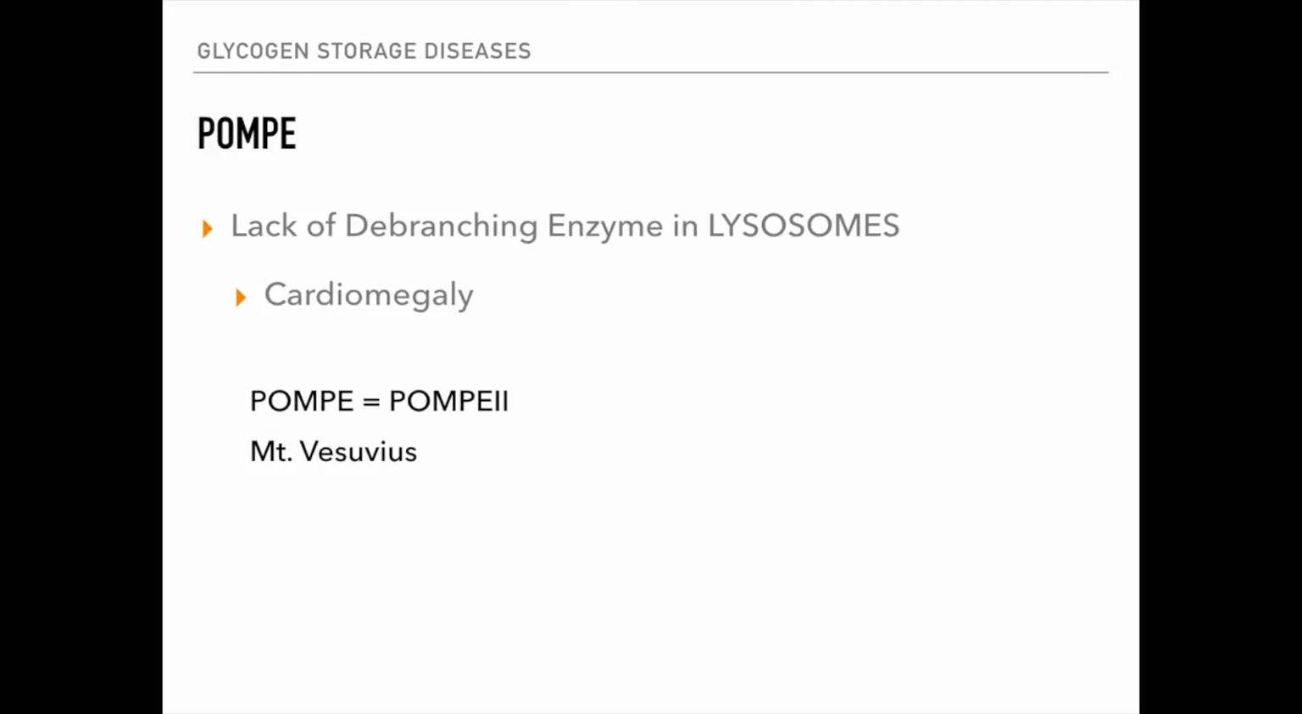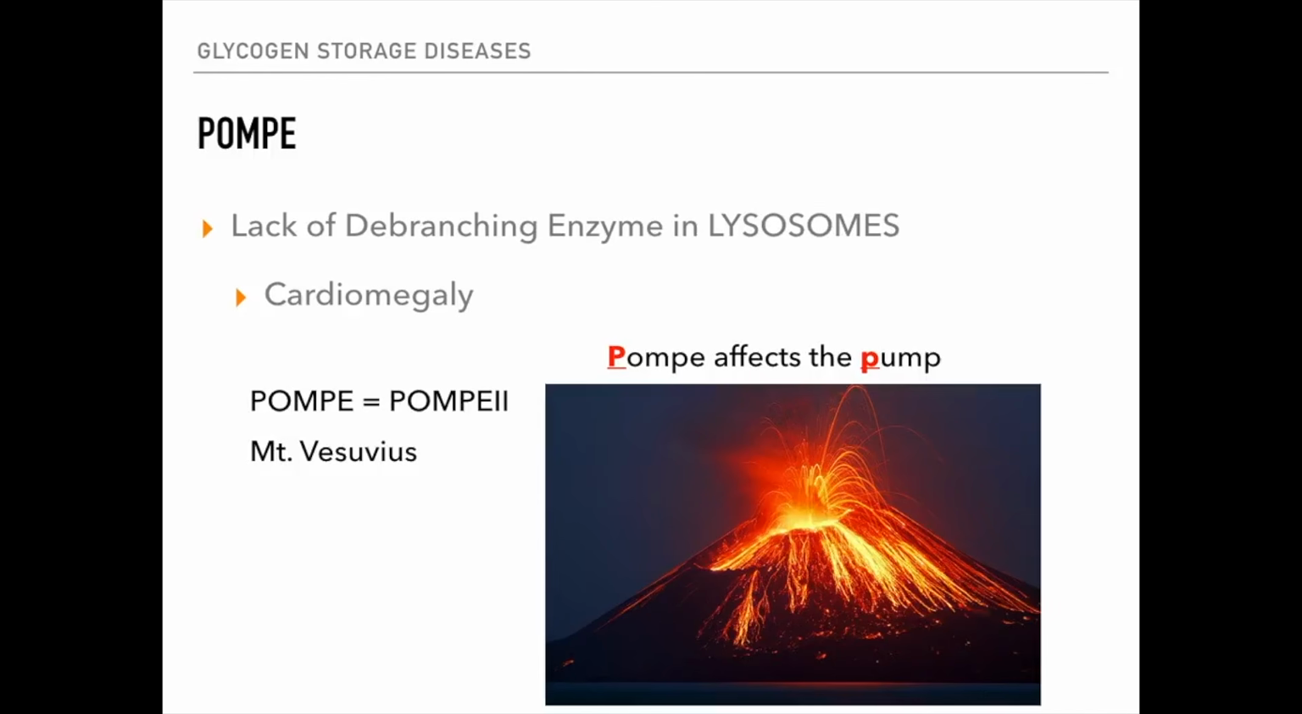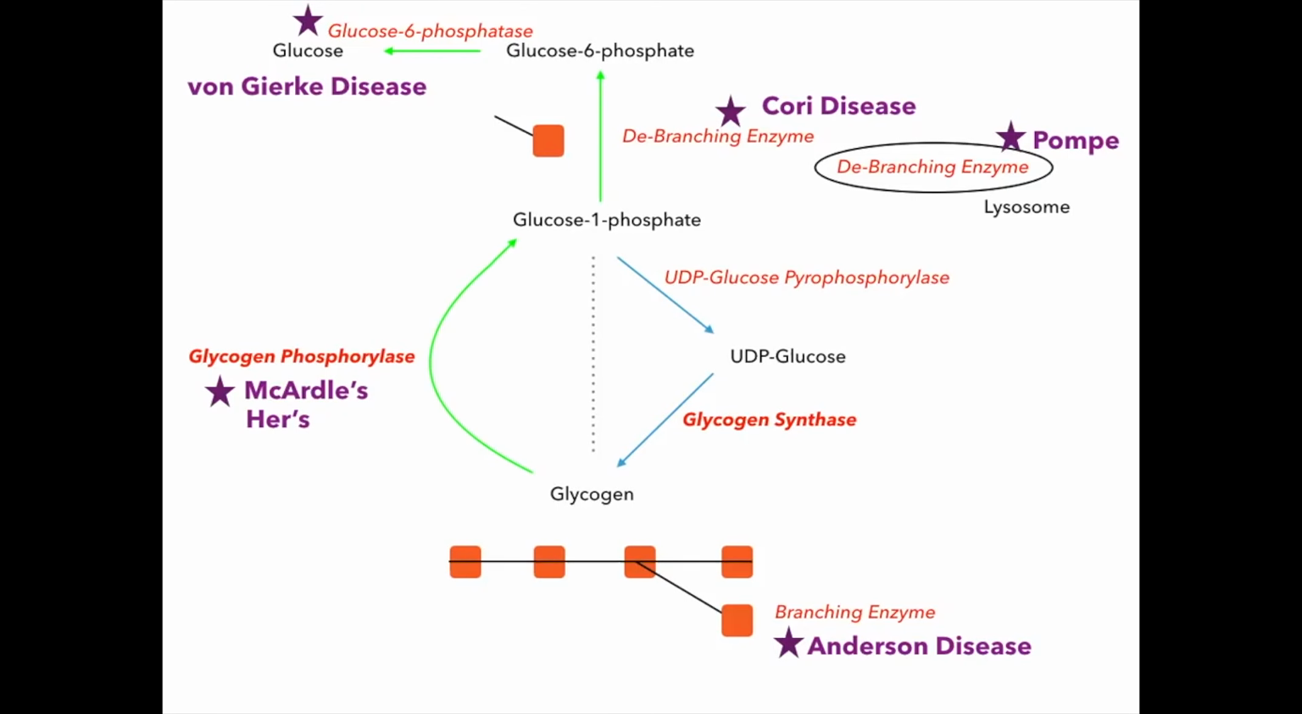So that's exactly what happened in Mount Vesuvius, right? Lava accumulated, becoming hypertrophic, eventually exploding. The other way to remember this is that Pompeii affects the pump. So Pompeii disease affects the pump. The heart is the pump. That's Pompeii disease. So, don't bog yourself down too much, but just remember Pompeii affects the pump. It's a lack of debranching enzyme, but specific to the lysosome. So that's Pompeii disease. Guys, that's it.